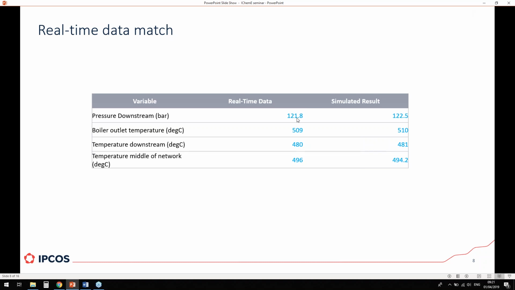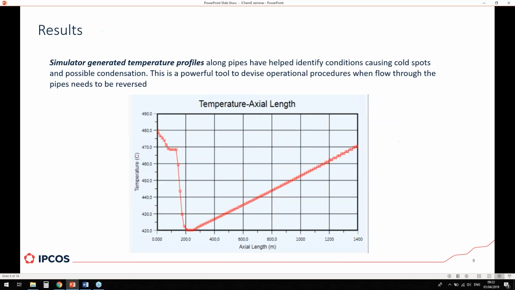real-time data shows us values of typically 121.8 bar. With the simulation, we were reaching values of 122.5. Yes, a little mismatch, but in general, it behaves the same way. Boiler outlet temperature is basically the same. The temperature downstream is also a figure of how accurate the heat loss is. As you can see, it's also very accurate. And then the temperature in the middle of the network. So these bottom 2 tell you how good the simulation is at estimating the amount of heat loss.